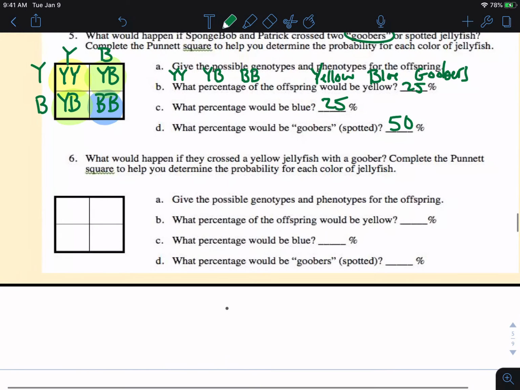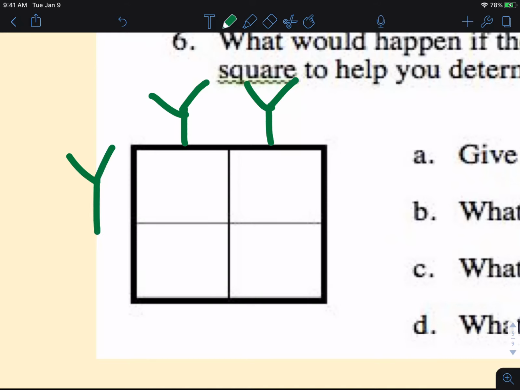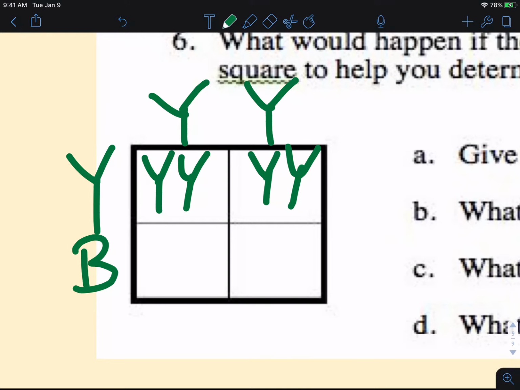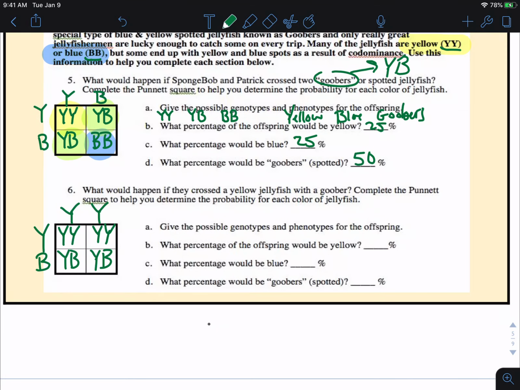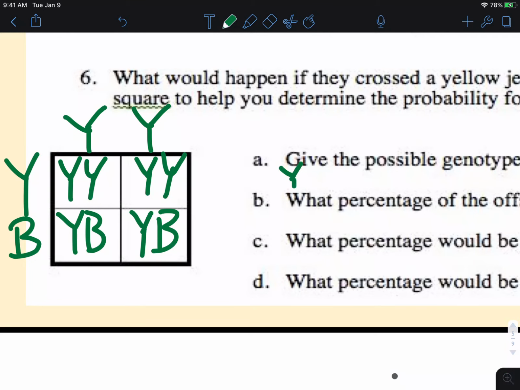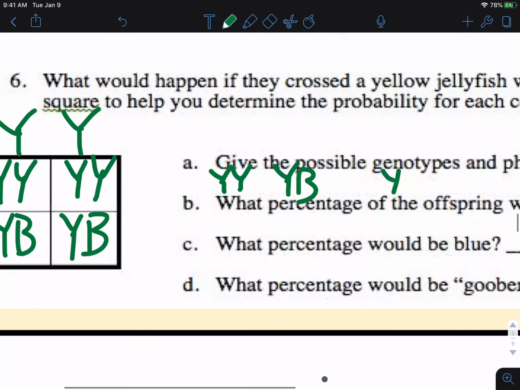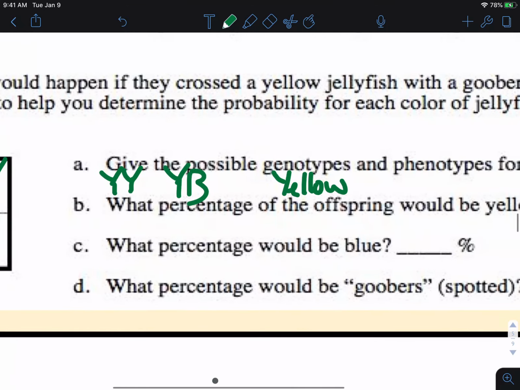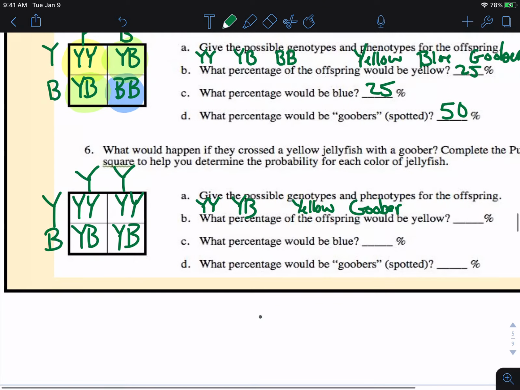Okay. Now what would happen if in the next one we crossed a yellow with a goober? It's the same thing here, guys. Same thing every time. We've got a yellow jellyfish, YY, and a goober. That one's YB. So we get YY, YY, YB, YB. Possible genotypes. What are the possibilities over here? We've either got YY or we've got YB. What are the possible phenotypes? So it's either going to be yellow or goober. Were there any BBs in there? There's no BBs, so therefore there's no blue.